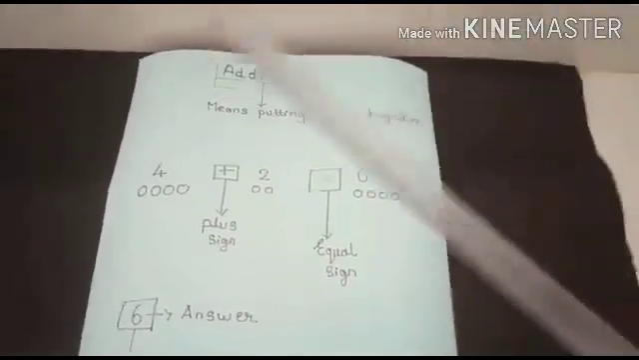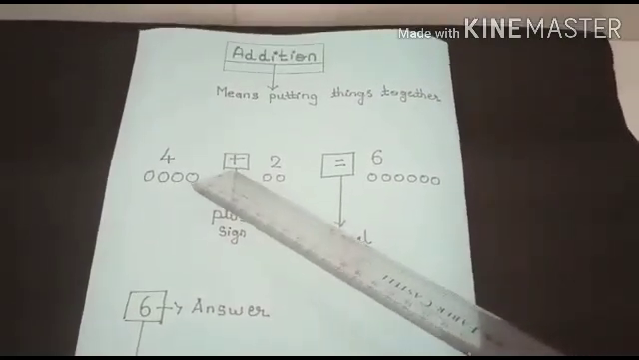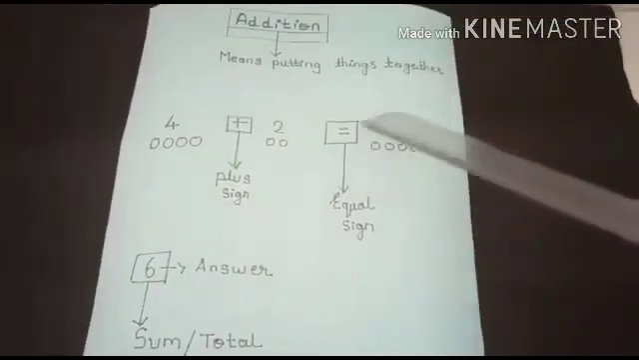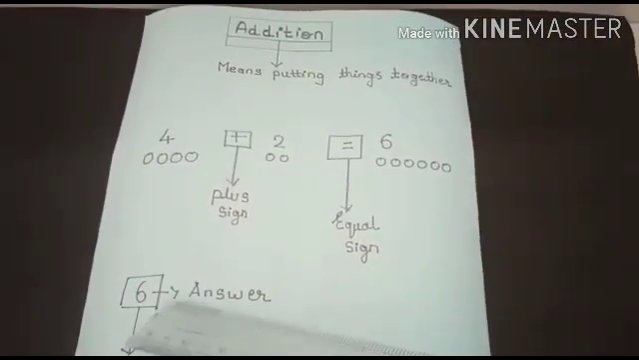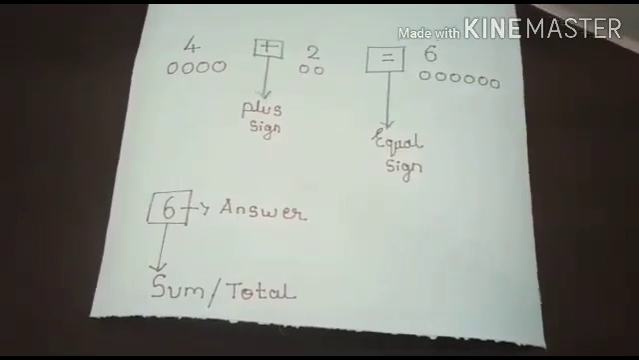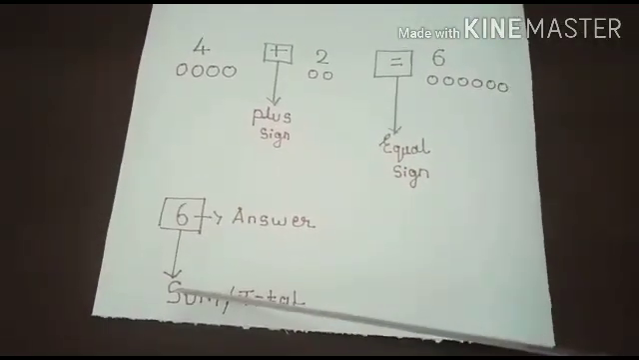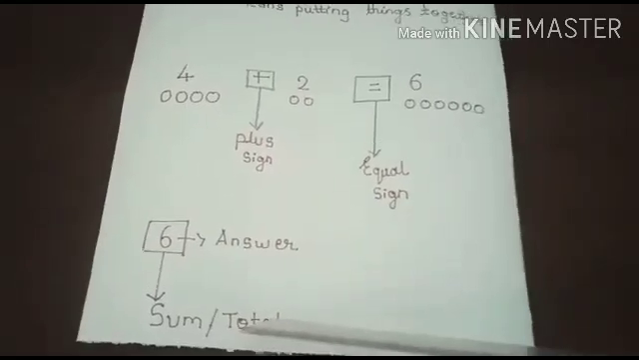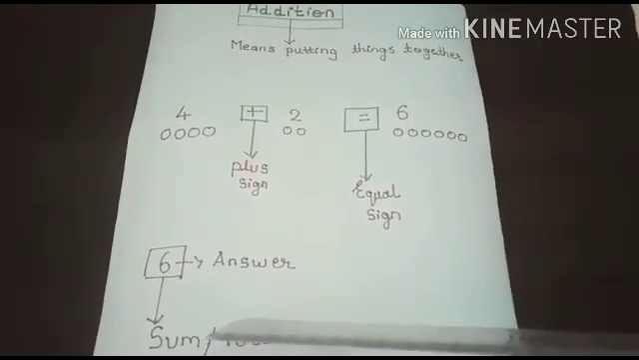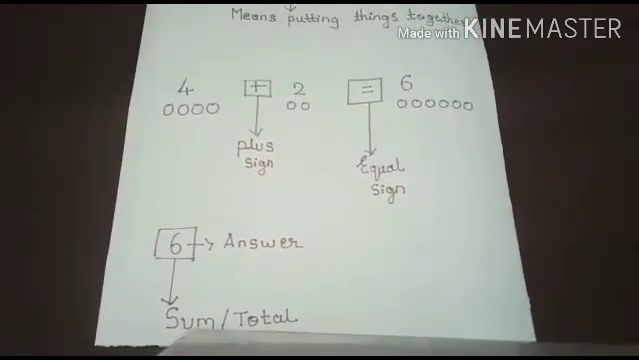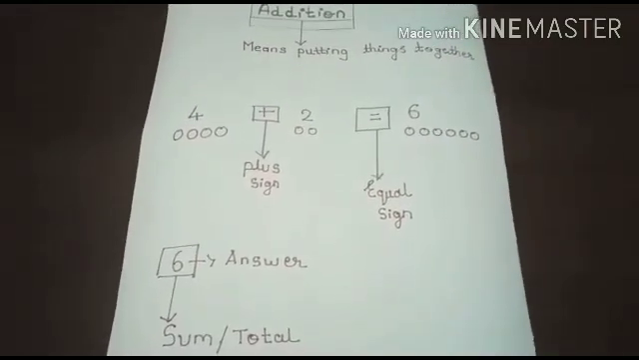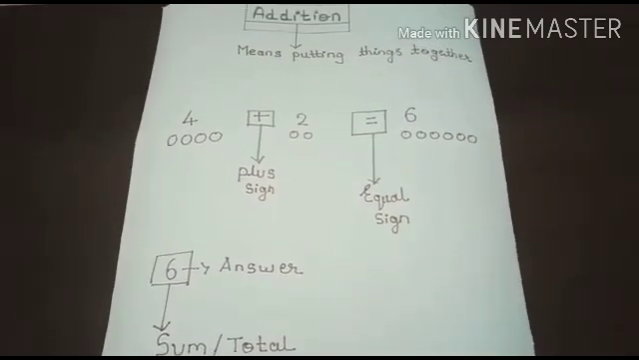And what is this sign? Plus sign. And what is this sign? Equal sign. And the answer which we get over here, what is it? 6. So, the answer is called sum, or we can say total. In addition, whatever answer we get is called sum. S-U-M, sum, or we can say total. Understood children? Yes or no?